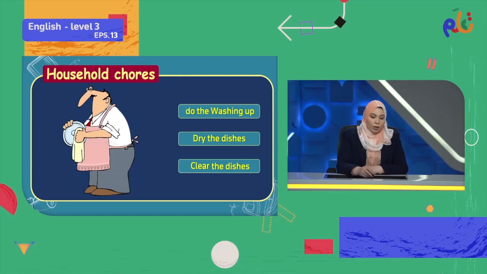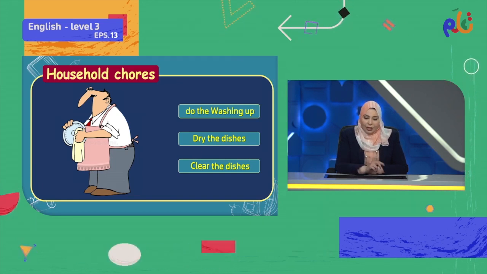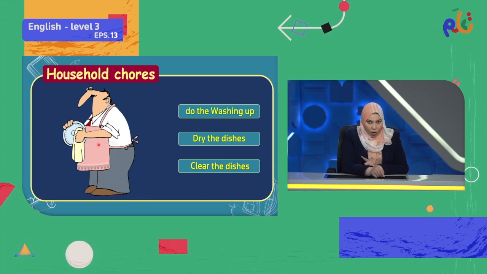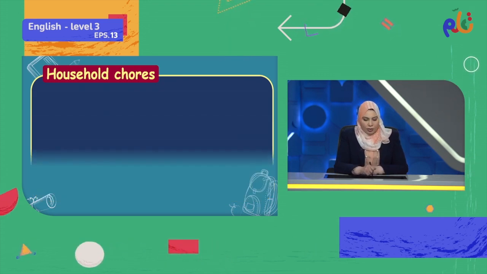Okay, and another duty that we can think of is do the washing up, dry the dishes, or clean the dishes, clear the dishes. So here we have do the washing up would work, but here this is after washing up. So this is dry the dishes.